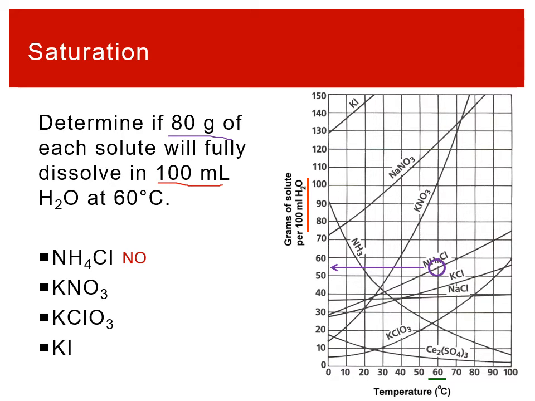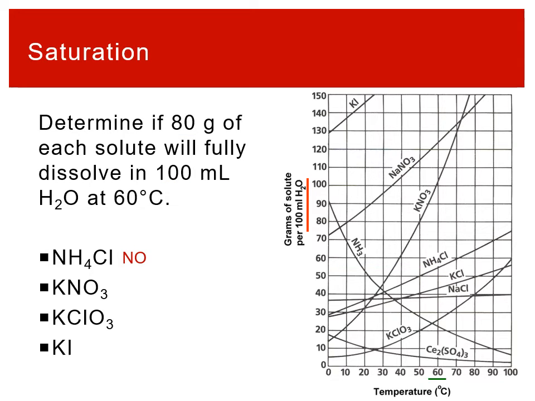If you put 80 grams of ammonium chloride into 100 milliliters of water, only 55 is going to dissolve. There will be some left over, and you can predict 80 minus 55, 25 grams will be left over undissolved. You'll just have solid ammonium chloride sitting at the bottom of your beaker.